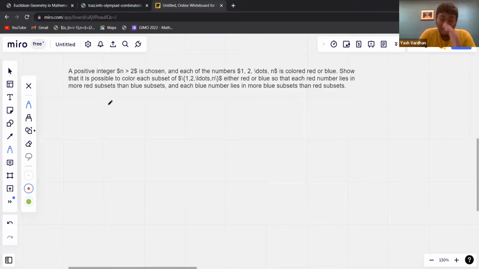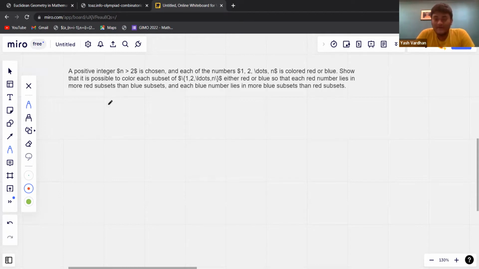Yeah, so we start off with the first problem, which is a short and cute problem, you can say. A positive integer n is chosen and each of the numbers 1 to n is colored red or blue. Show that it is possible to color each subset chosen from the numbers 1 to n, either red or blue, so that each red number lies in more red subsets than blue subsets, and each blue number lies in more blue subsets than red subsets.